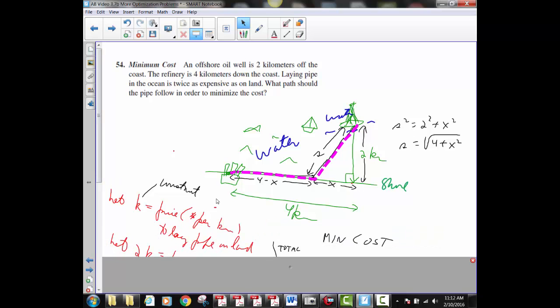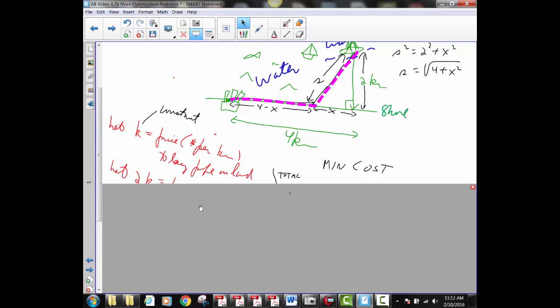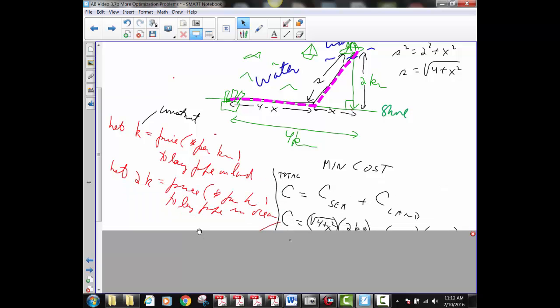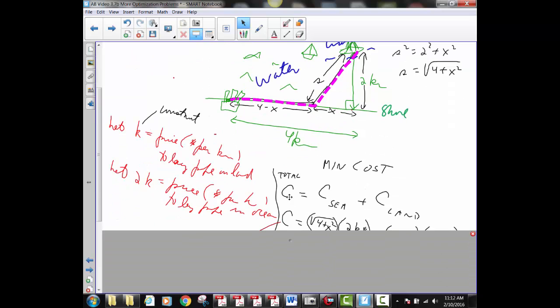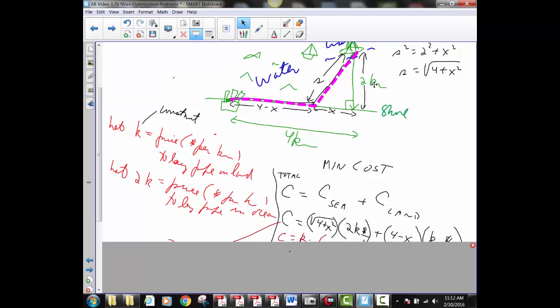If you let k be the price in dollars per kilometer to lay the pipe on land, then to lay it in the ocean, the cost would be 2k dollars per kilometer because it's twice as expensive. Now, we want to minimize the cost, so we want to minimize the cost of laying the pipe in the sea plus laying the pipe on land.